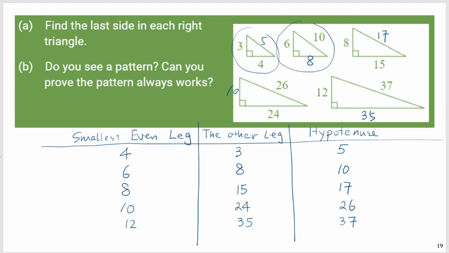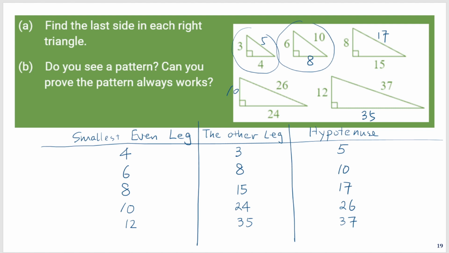I don't know if this is a pattern, but the other leg plus the hypotenuse can always be divided by the smallest even leg, like twice, and then three times, four times, five times, and then six times. Not quite. Does it work for any of the triples? Like 3 plus 5 is 8, and it's 2 times 4, and then 8 plus 10 is 18, which is 3 times 6, and then 32 is 4 times 8, 50 is 5 times 10, and then 72 is 6 times 12. Yes.